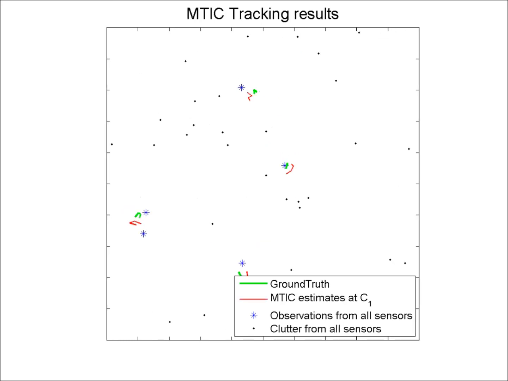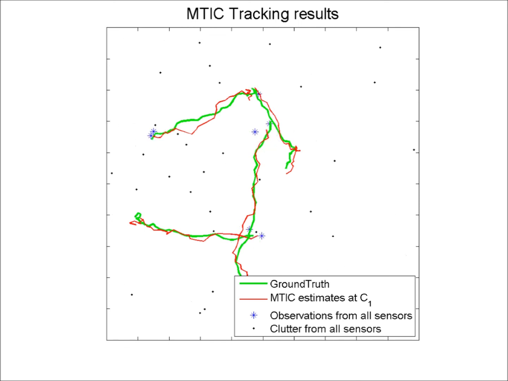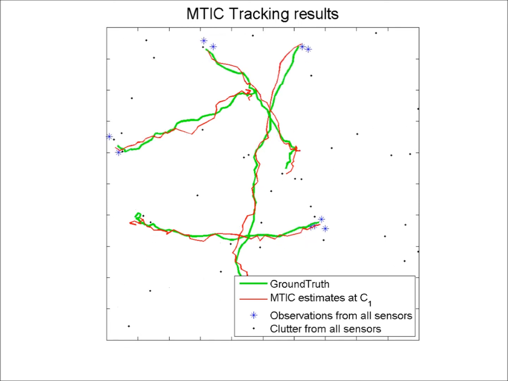Now, we present the tracking results of our proposed method, the multi-target information consensus, also known as the MTIC algorithm. It can be seen from the simulation that the state estimates of MTIC approach the ground truth tracks. Data association in the simulation is performed by using just the position information. Incorporation of other features, for example appearance features, may make the data association very robust when tracks overlap.